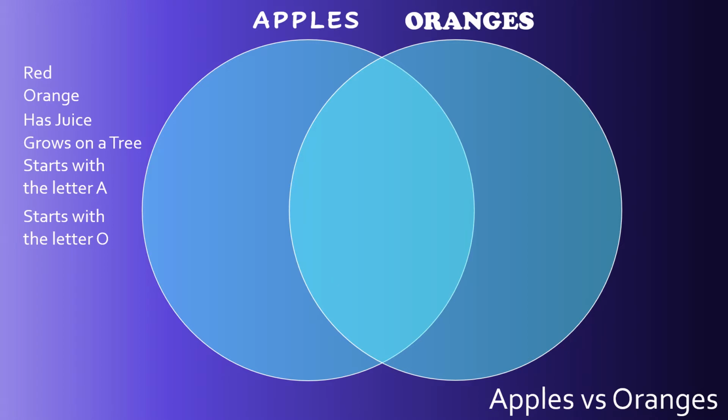Because only the apple is red, the red goes here. Because only the orange is the color orange, it goes in the part here. Because both of them have juice, that goes in the center part here. Can you guess where the others go?